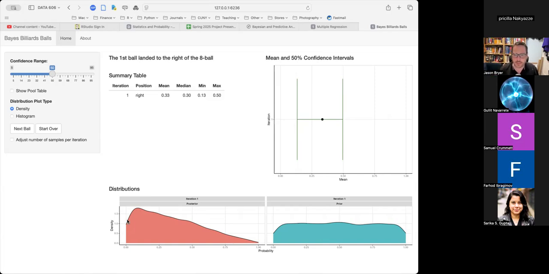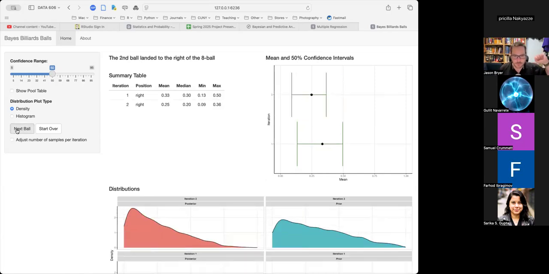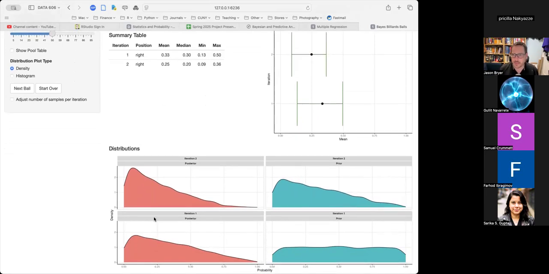This is one iteration, and over here I'm going to keep track through each iteration. Here would be the median, this is my guess, and this is a 50 percent confidence interval. I could change the confidence range. Okay, great. I throw another ball. This ball also lands to the right. Now I actually have prior information, so I'm going to take the posterior from iteration 1, and that's going to become my prior in iteration 2. So these distributions are the same.